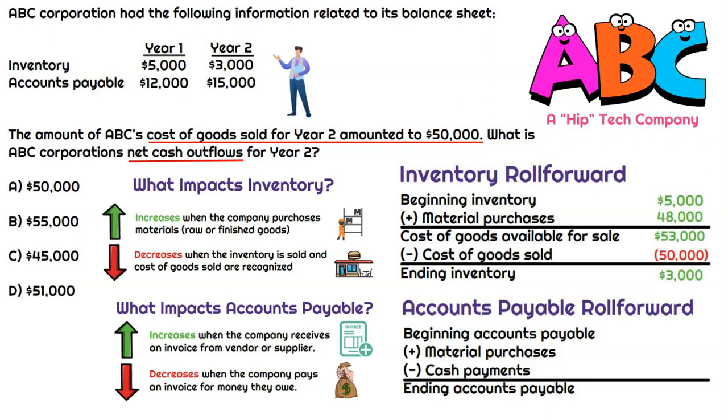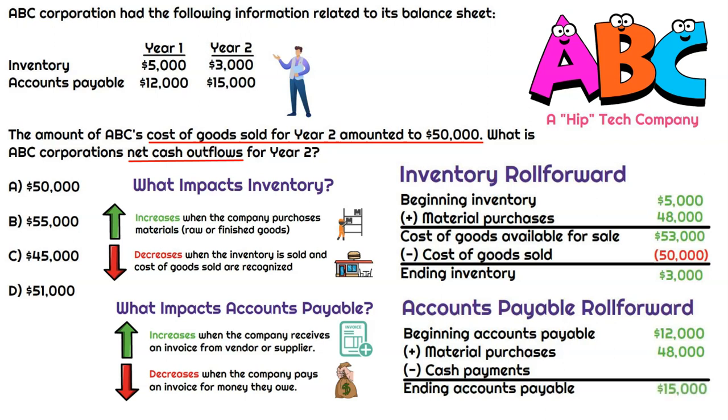So now that we have material purchases, we can move to the accounts payable roll forward. So very similar here. We're going to start with beginning accounts payable, and then we have the material purchases. When we receive those invoices from vendors, that's recorded into accounts payable and will increase our balance. So we'll plug in the $48,000 we calculated. And now we need to solve for cash payments, so that's going to be our plug. And then the ending accounts payable is $15,000.